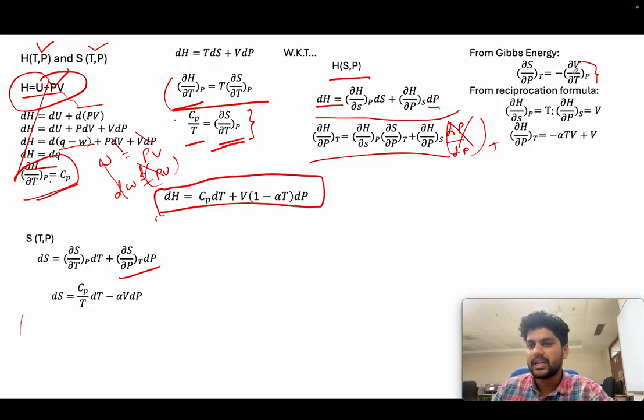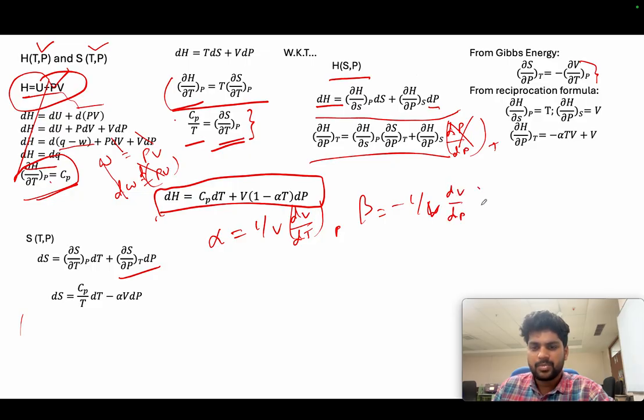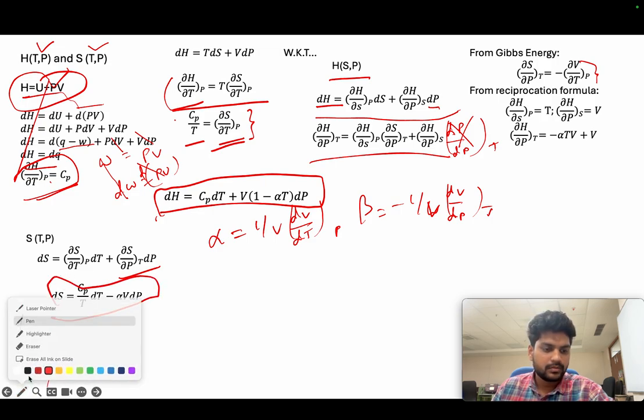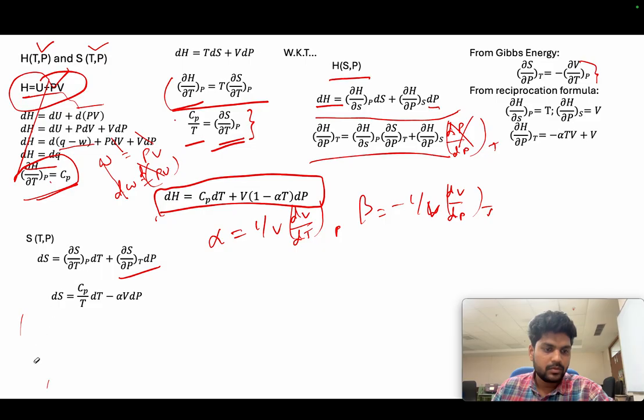If you know the compressibility factor, we know the expansion and compressibility formulas. Alpha equal to 1 by v dv by dT at constant pressure, beta equal to minus 1 by v dv by dp at constant temperature, it is compressibility. So then we have the two formulas. So these are the two formulas which you can use to solve the problems.